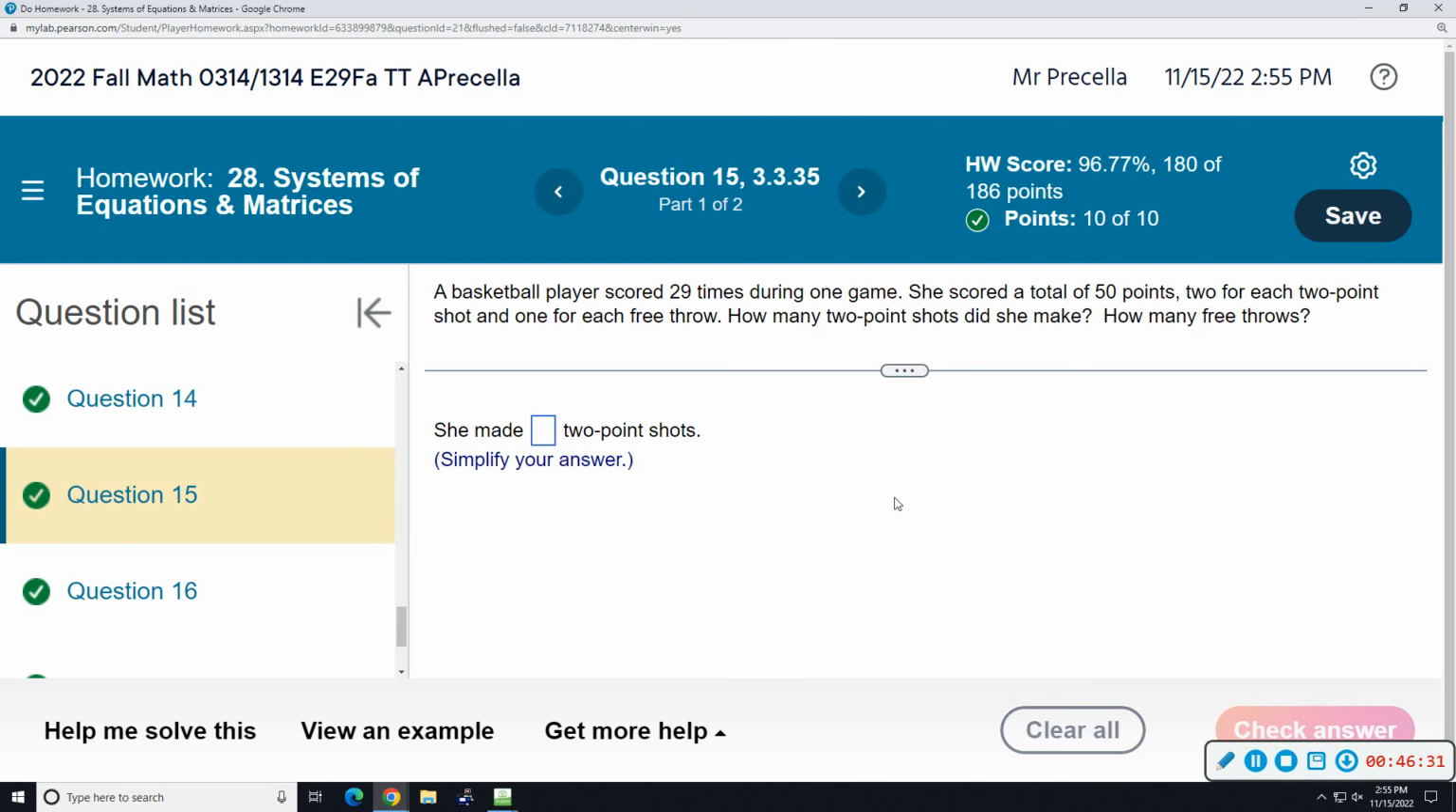This is number 15, now with the table. A basketball player scored 29 times during one game. She scored a total of 50 points. Wow, she was really good. 2 for each 2-point shot and 1 for each free throw. How many 2-point shots did she make and how many free throws? So this is number 15 once again. And let's switch over.